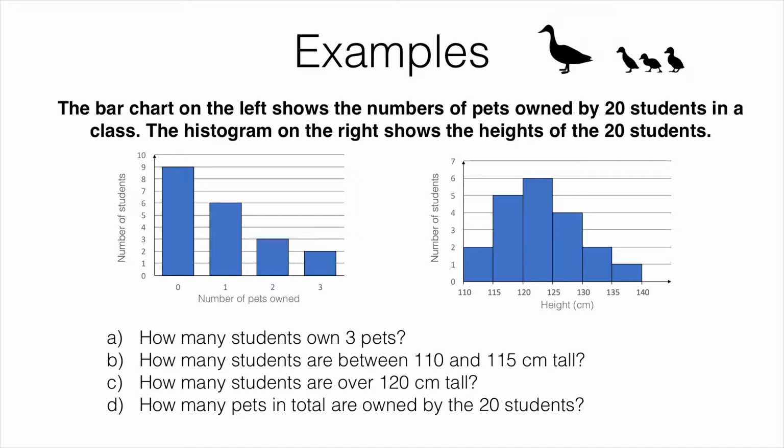In this video, we're going to look at a bar chart and a histogram. We're going to compare them, and we're also going to look at how to read them. The chart on the left is a bar chart, and the chart on the right is a histogram.